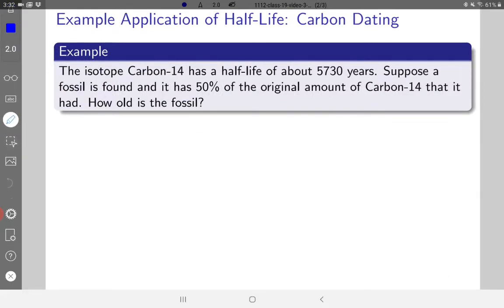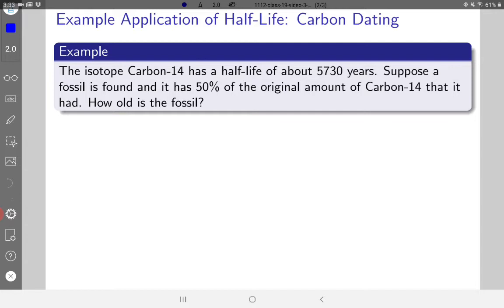Let's use that to explore a particular exponential decay function based on a real-life situation where we know that the isotope carbon-14 has a particular half-life of 5,730 years or so. And this is how scientists estimate the age of a fossil, something that has organic material that has carbon in it, because we know how rapidly that isotope will decay over time.